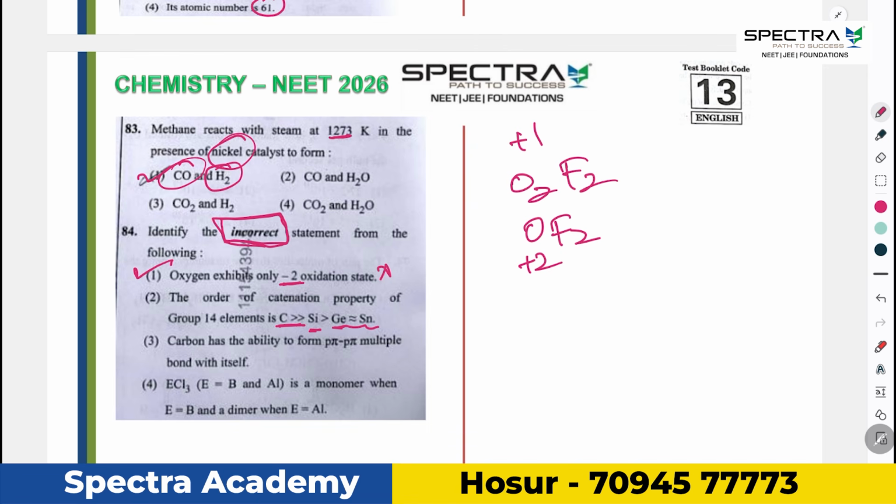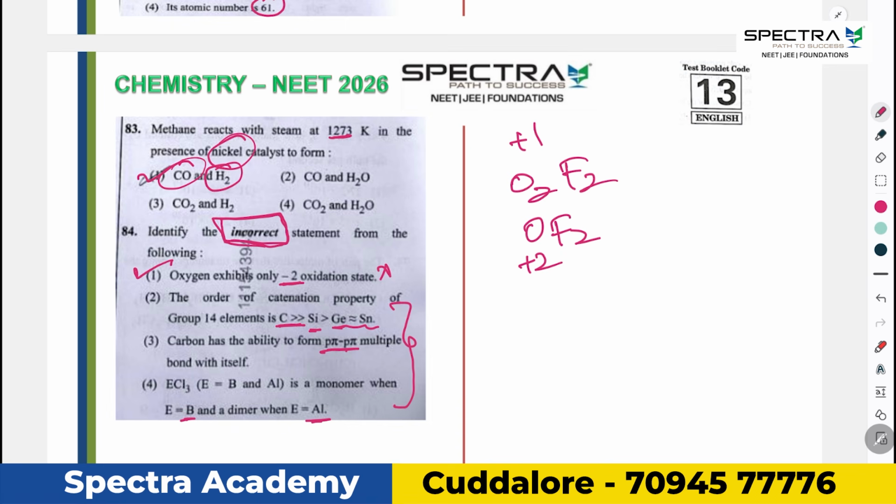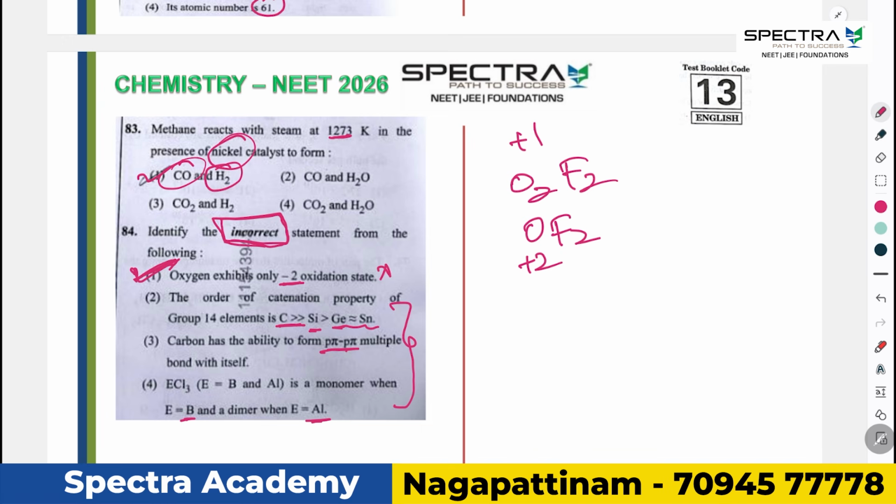Carbon has the ability to form p-pi multiple bonds, correct. ECl3: boron and aluminum, boron will form BCl3, a stable monomer, but aluminum gets stability by forming the dimer. So all these three options are correct. The first one is incorrect. They are asking for the incorrect one, so the first option is the correct answer.